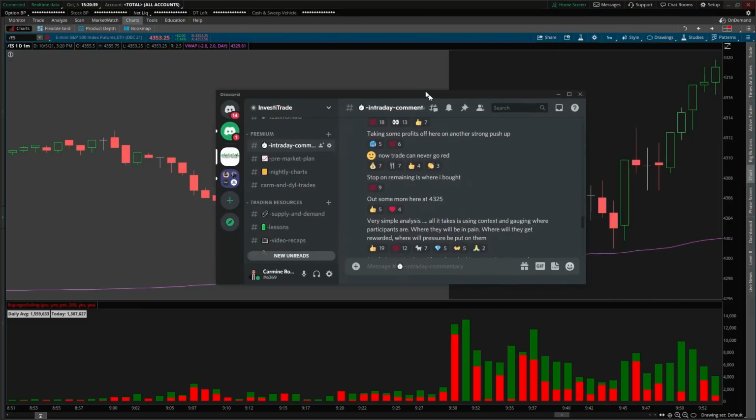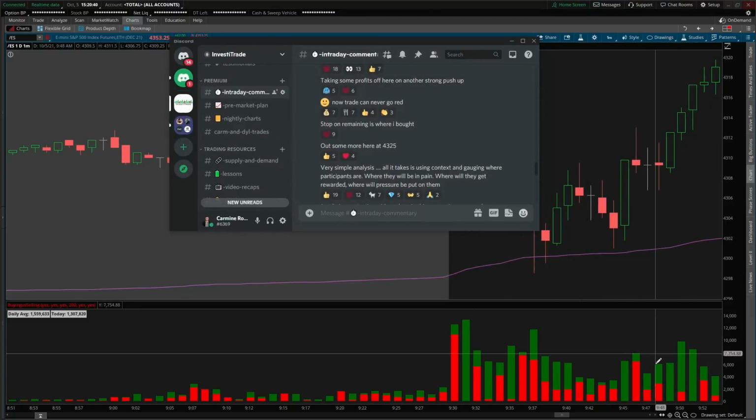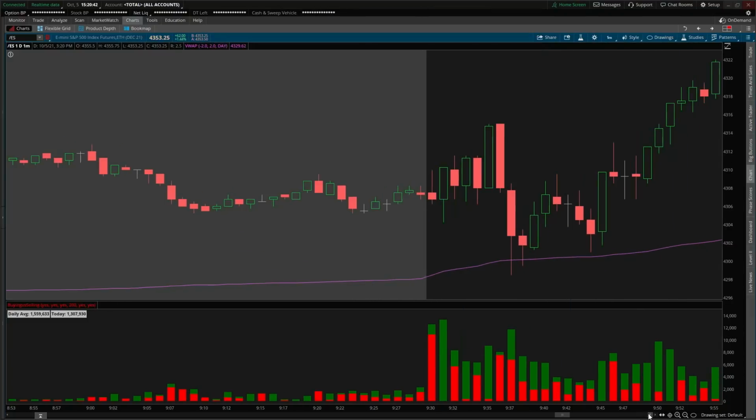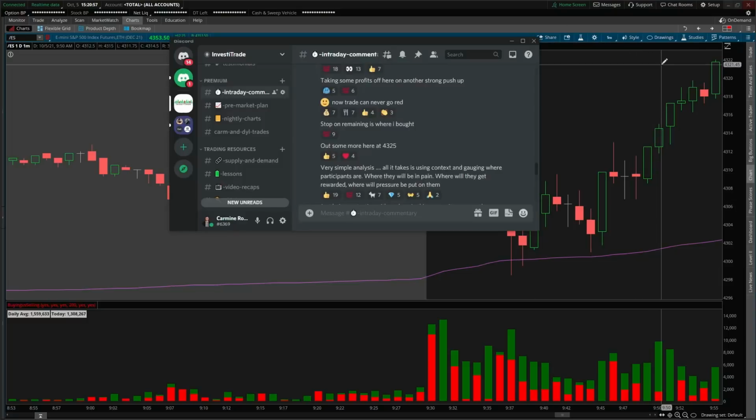And in the intraday commentary tab, I said I was taking some profits off at 9:55. Looked like this, that quick push above the high, some heavy volume coming in. I got out, I believe, at $2.70 from a $2.30 entry. So nice gain off that. It was half my position because I like scaling out into strength. I said now the trade can never go red.